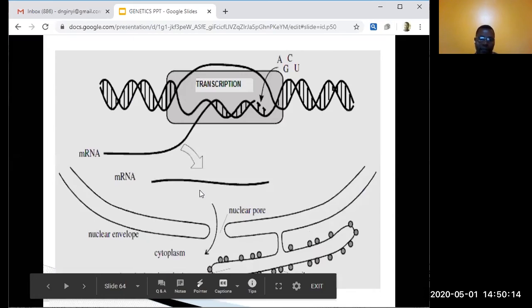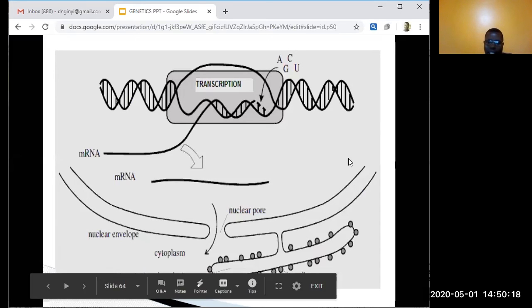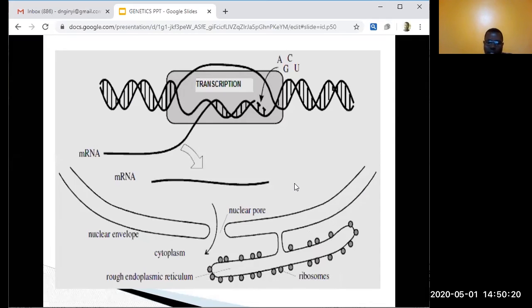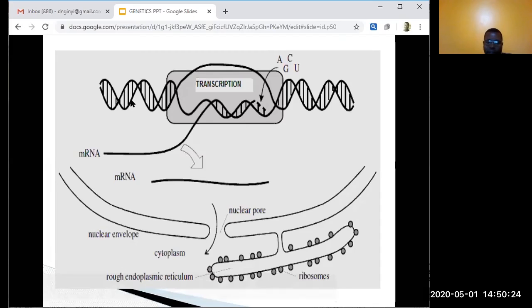Now, what we have on this particular slide demonstrates transcription, the messenger RNA being formed from the DNA strand. You can see a single strand is produced. This single strand has coded information in it.